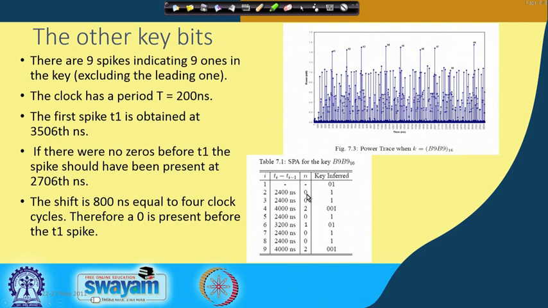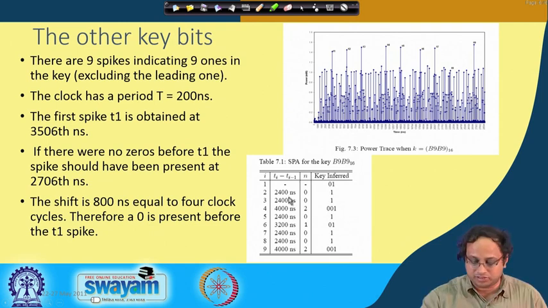So n is 0 means there is no 0 in between, okay, and therefore what you can infer is that my initial key bit was 0 1. That is because of the first shift that I told you about: you have one doubling followed by an addition. But then for the next one there is no 0, so that means this 1 is followed by 1, okay. Likewise, for the second time interval you get 2400, which again stands for 0, which means this 1 is followed by 1, okay. Then the next time difference is 4000 nanoseconds.